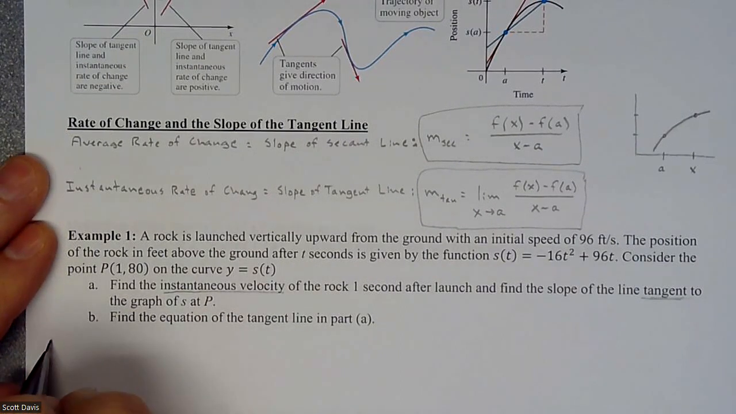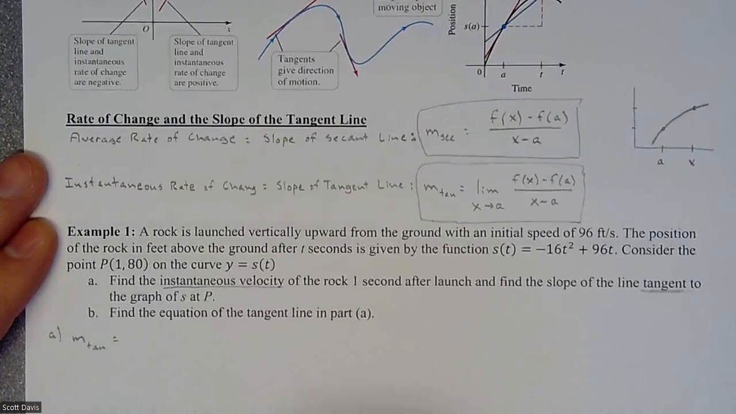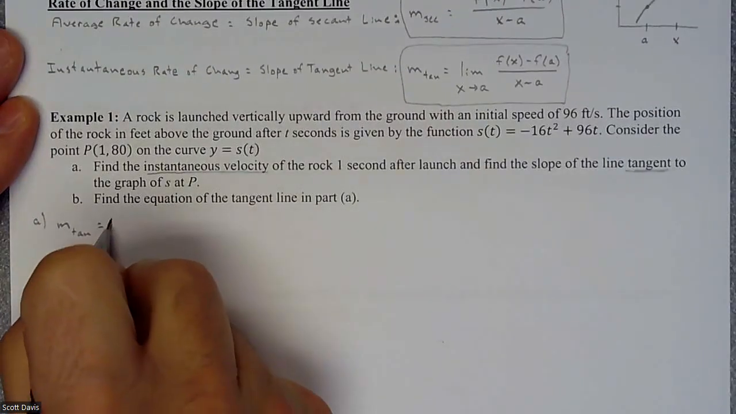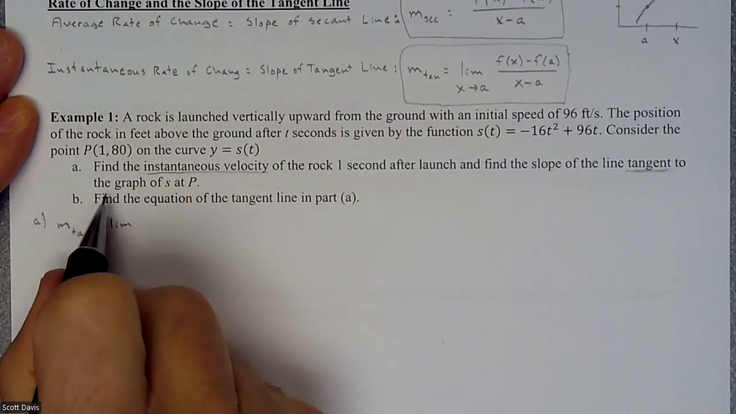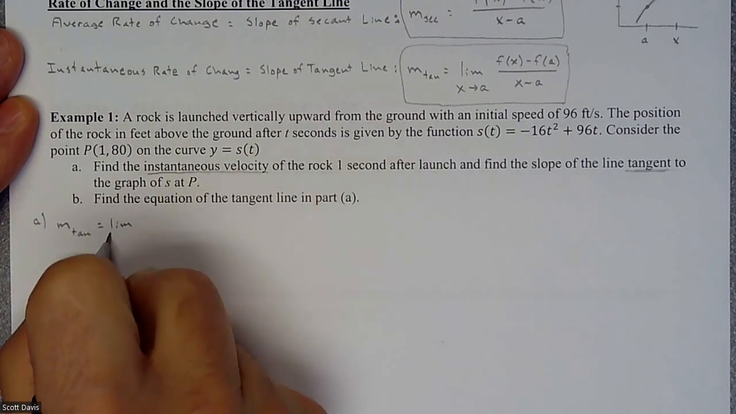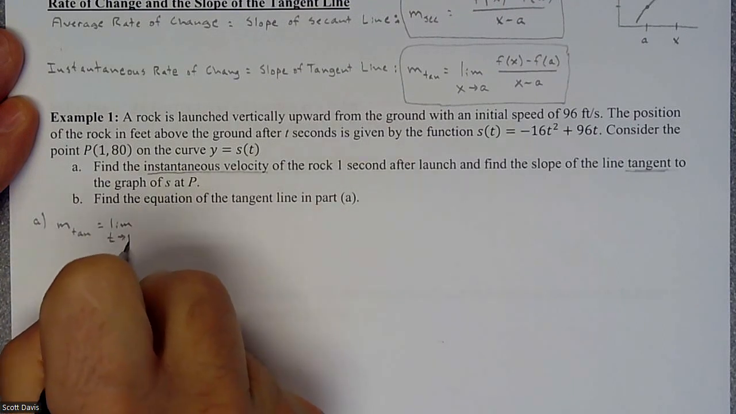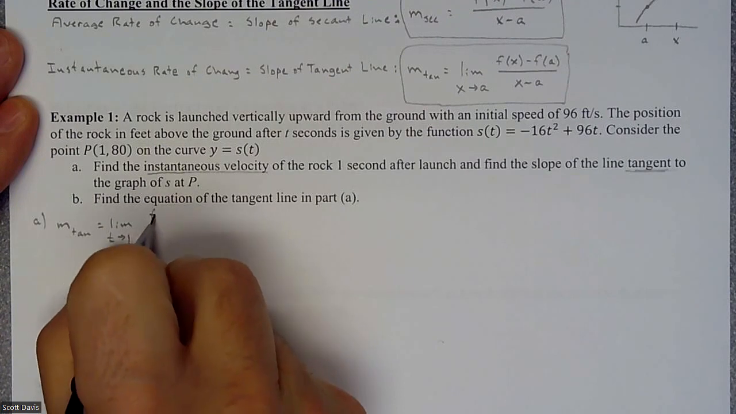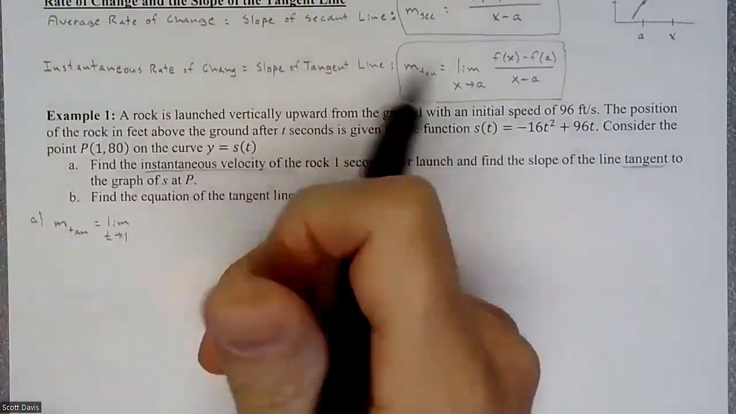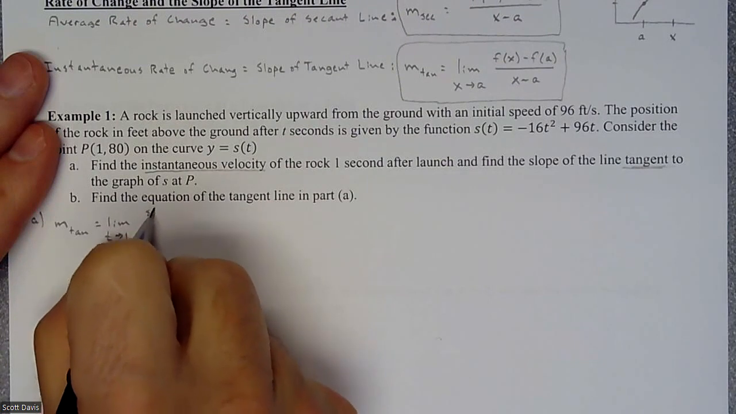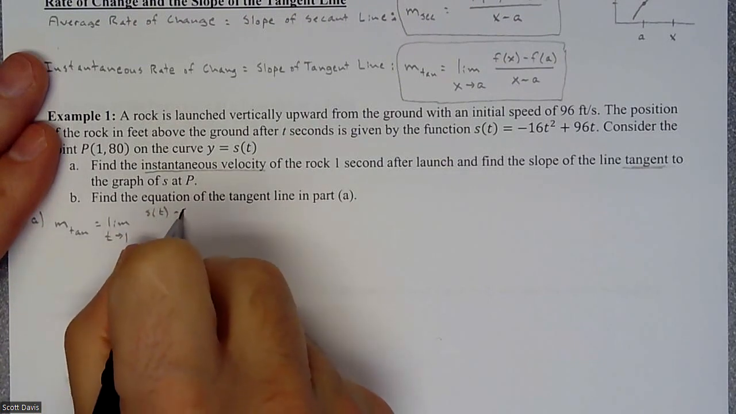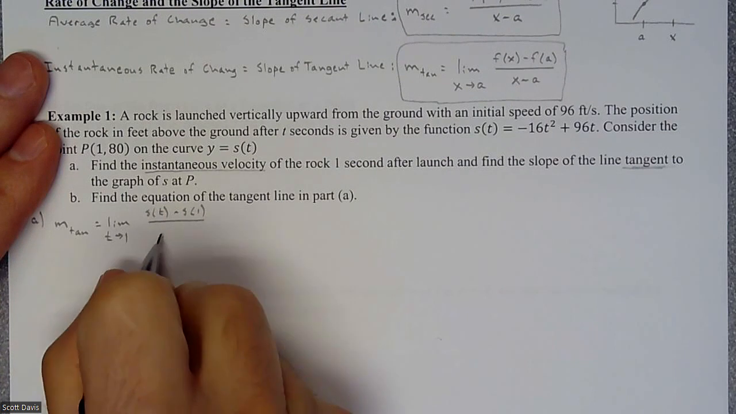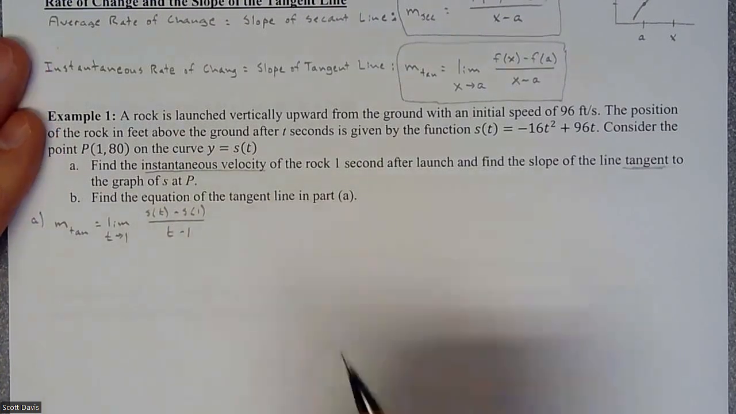Part A is the instantaneous velocity, which is the slope of the tangent. So that's going to be our limit as our time approaches 1. We'll do S of t minus S of 1, divided by t minus 1.